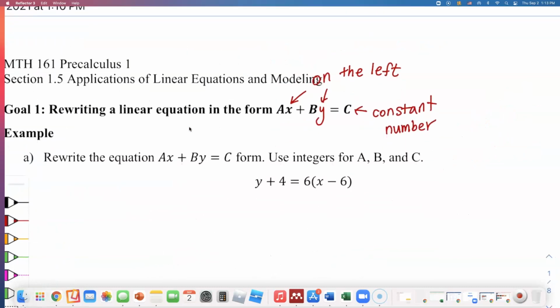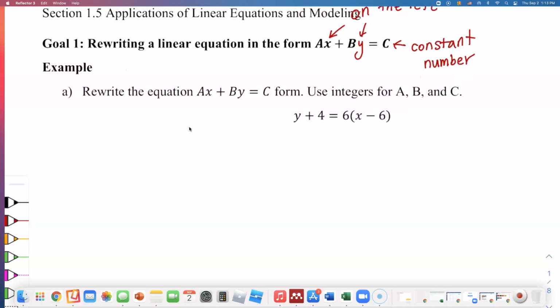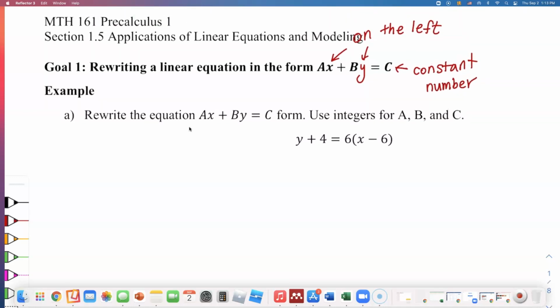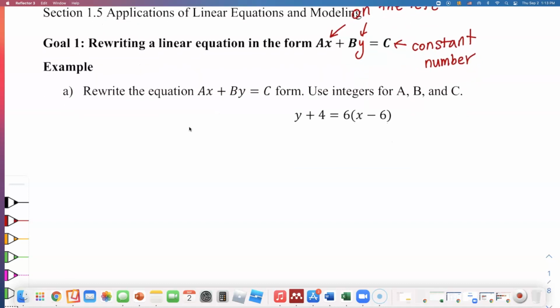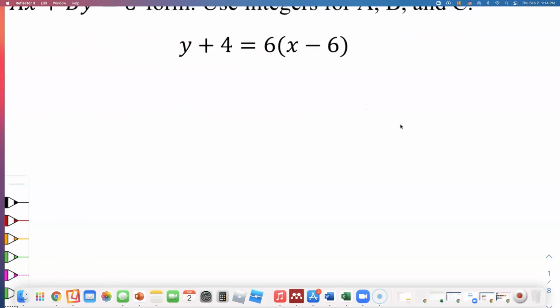Okay, the first one. The goal title is rewriting a linear equation in the form of ax plus by equals c. Rewrite the equation in ax plus by equals c form. Use integers for a, b, and c. You can have multiple correct answers by just multiplying everything by a different number, but I'll just say the first answer that I get is my answer for these problems. So, all right, let's see.